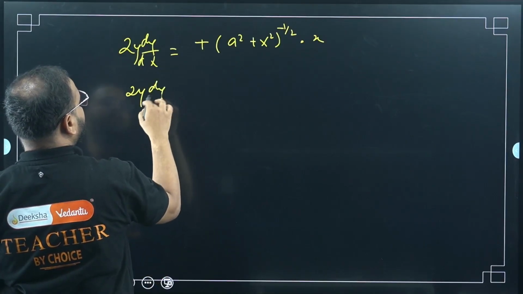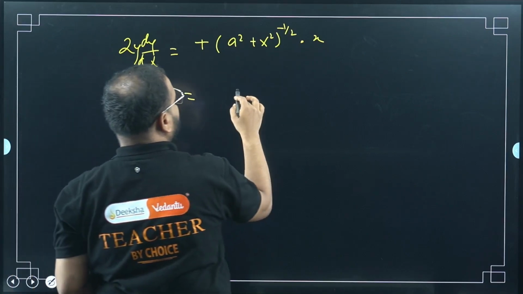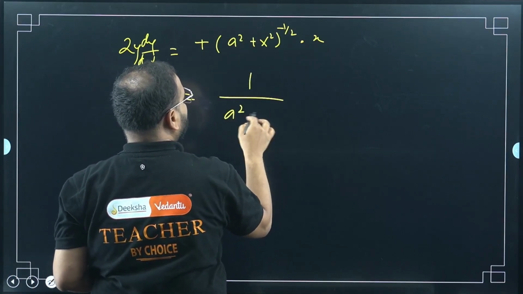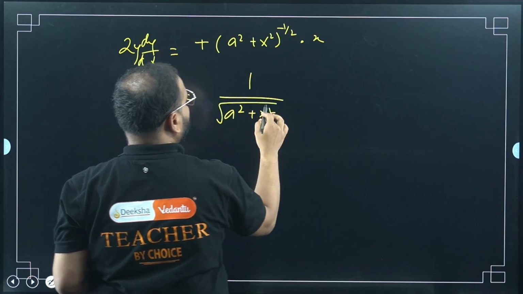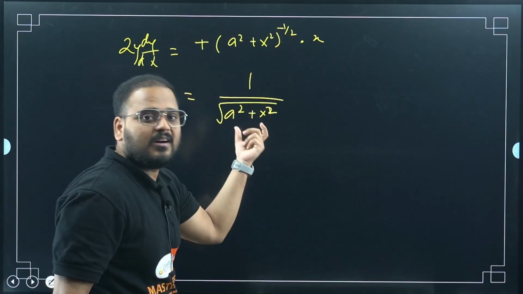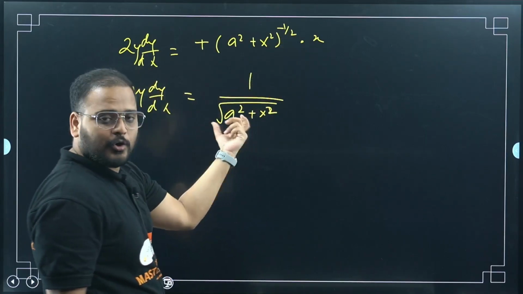2y dy by dx is equal to 1 upon root of a square plus x square in the denominator. The negative sign puts it in the denominator part, and 1 by 2 makes the root part.